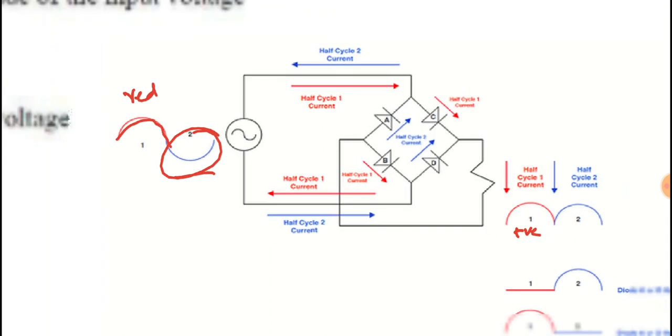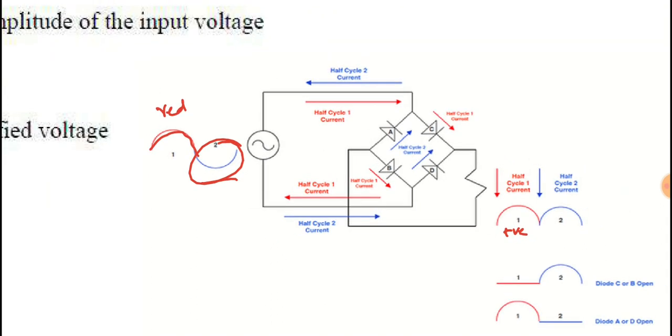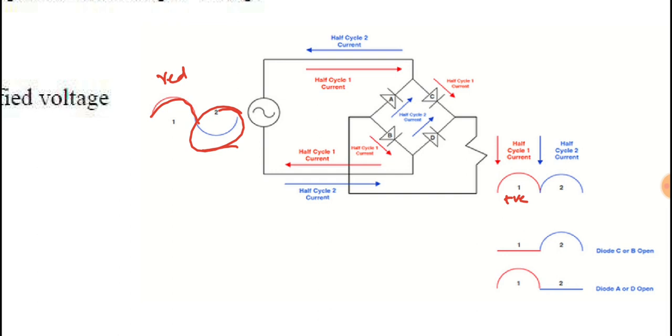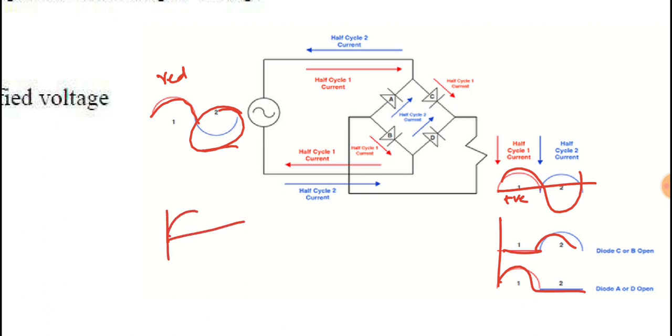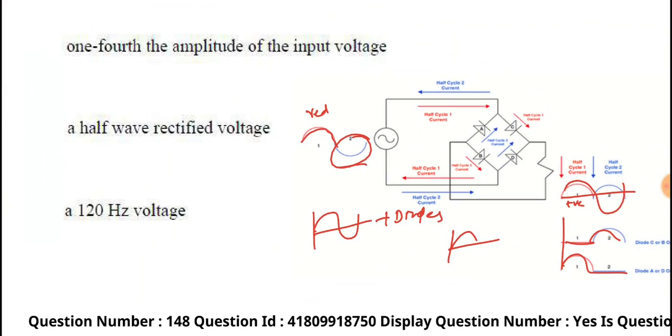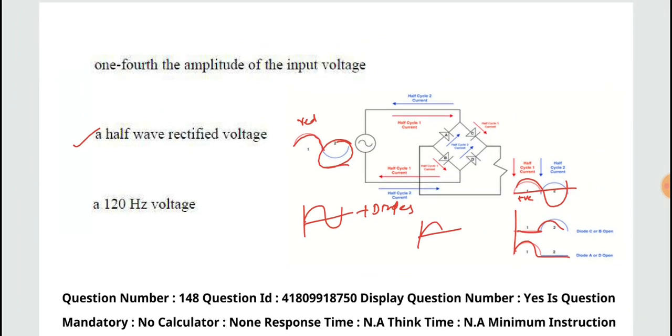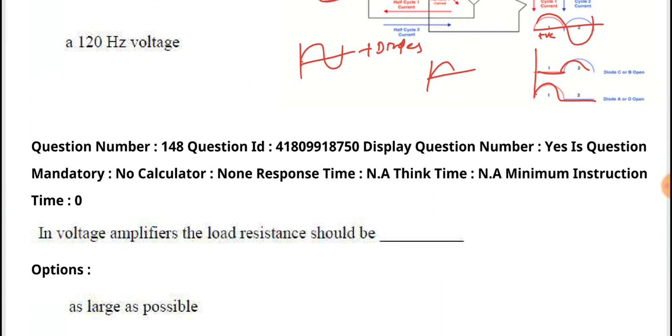So when any one diode gets open circuited, then for the entire full cycle we have only half output. See here, either the positive or the negative diodes. So if the diodes get damaged, the full wave rectifier becomes a half wave rectifier. So the answer is: it becomes a half wave rectifier. Okay, we'll move to the next question.